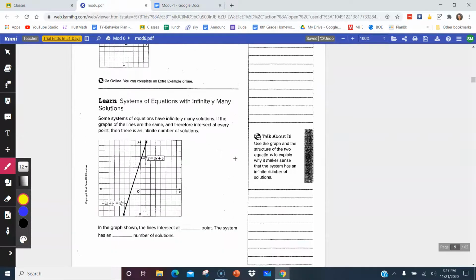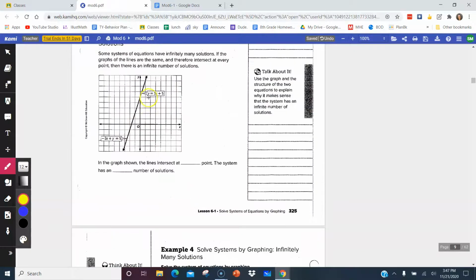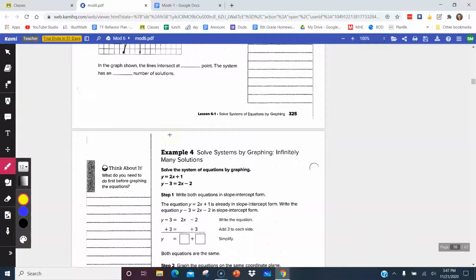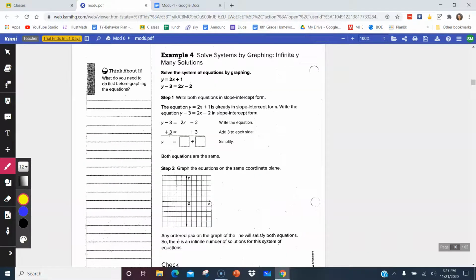We did that problem already. Sometimes the lines are the same. They disguise them a little bit, but they're exactly the same. In this example, they have y equals 3x plus 5, and here it's -3x plus y equals 5. They just rewrote that; they added 3x to both sides. Generally speaking, it's the same line, just written in a different format.